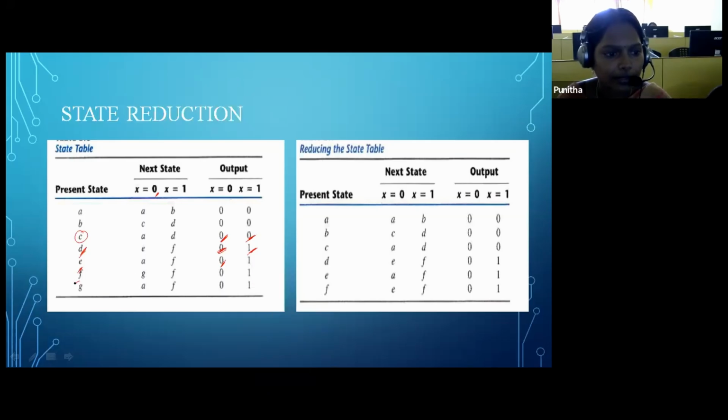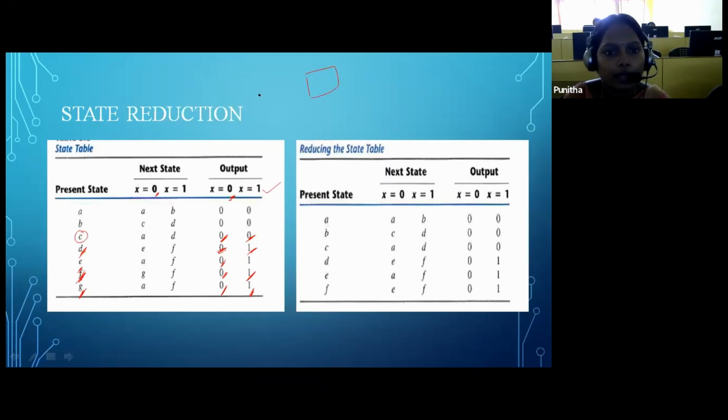Next F: for F I'm getting the output 0 for the input 0. For the same state, I'm getting the output 1 for the input x equal to 1. Next state G: for G I will get the output 0 for x equal to 0, and I'm getting the output 1 for the input x equal to 1.